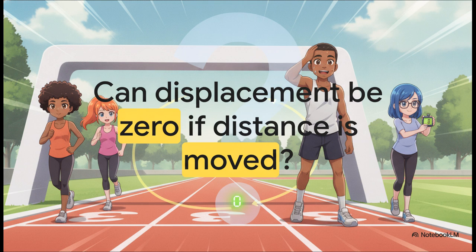Imagine running a full 400-meter lap on a track. You sweat, you work hard, and you cross the finish line right where you started. Your distance traveled is 400 meters, sure, but because your starting and ending positions are exactly the same, that shortest straight line is zero. Your displacement is literally zero.